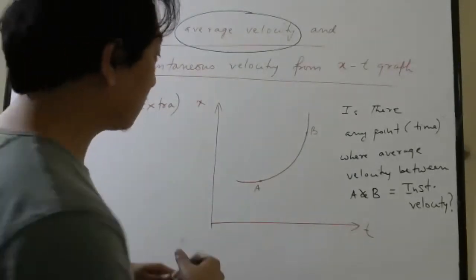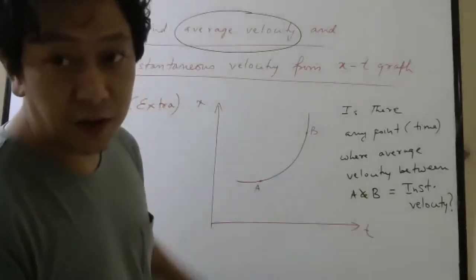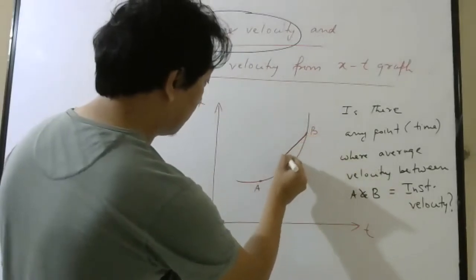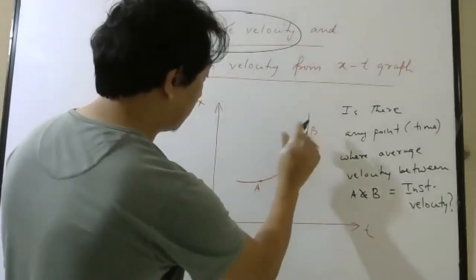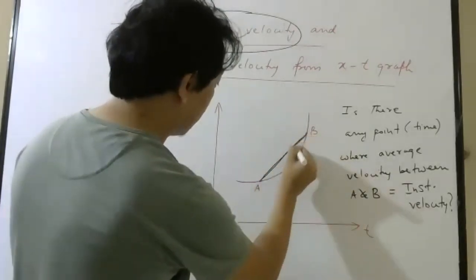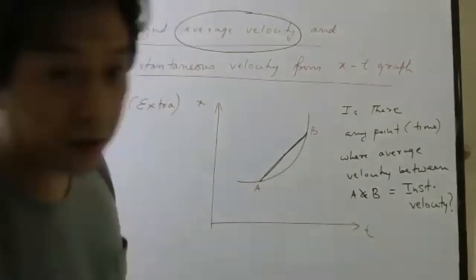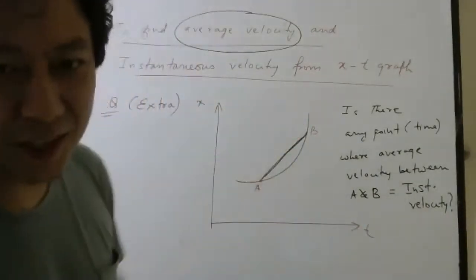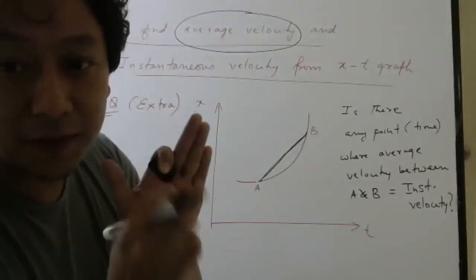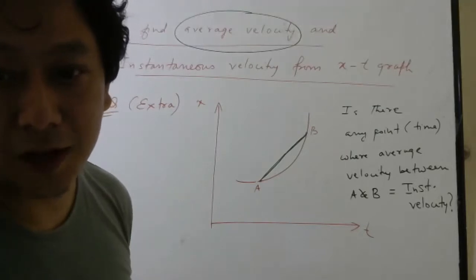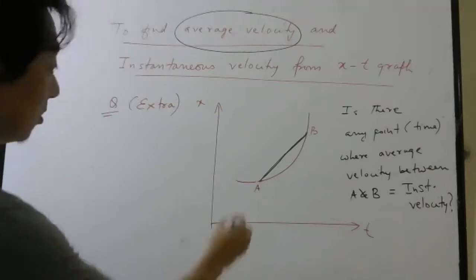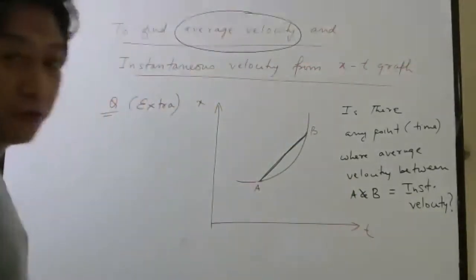Why, sir? Look here. How will you calculate average velocity between A and B? You will draw a straight line. It should be straight actually. So you have to draw a straight line between A and B. Then you have to measure the angle theta, and tan theta will give you the average velocity. So this line makes some angle right now, you know.